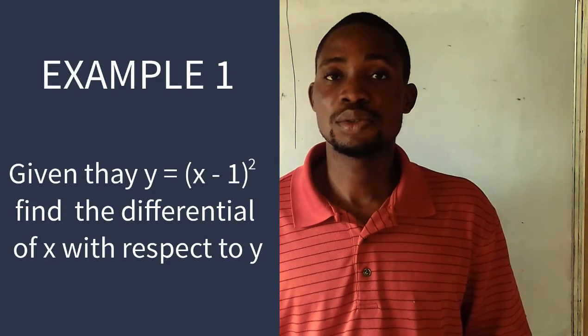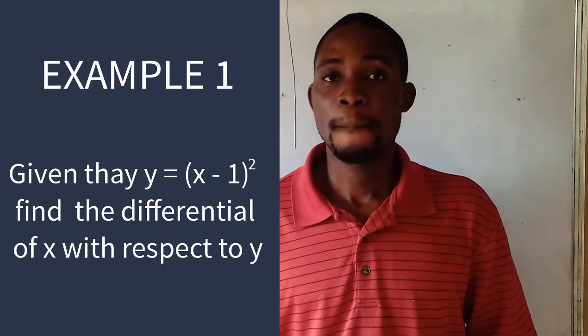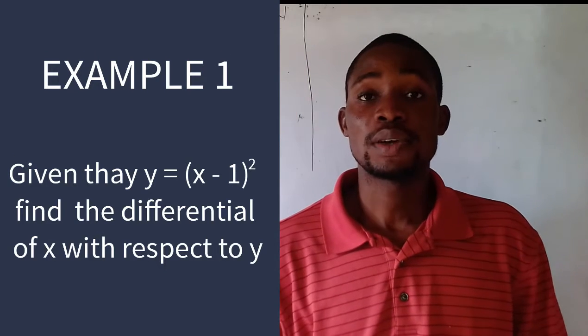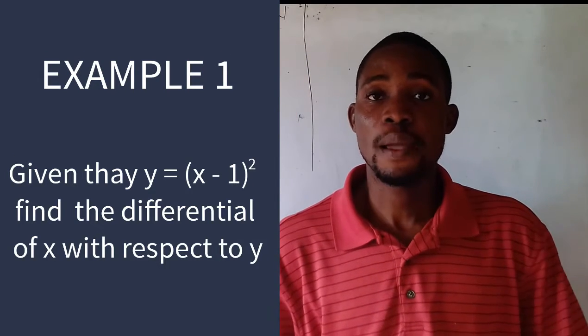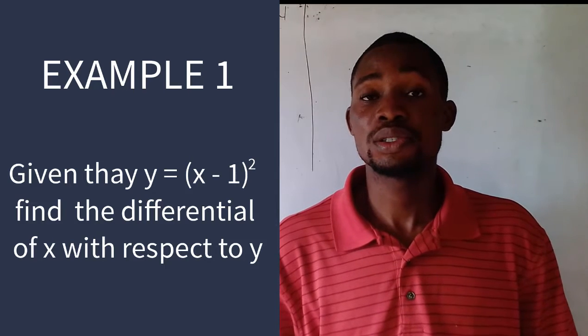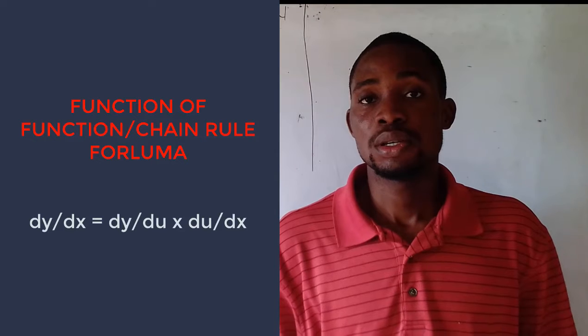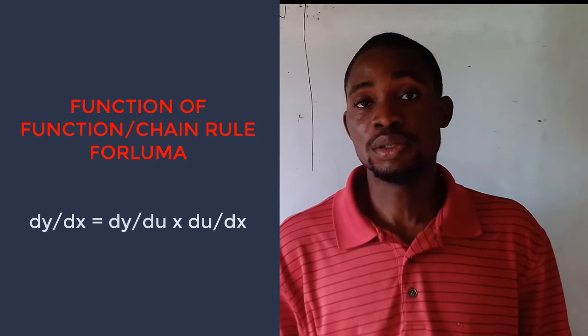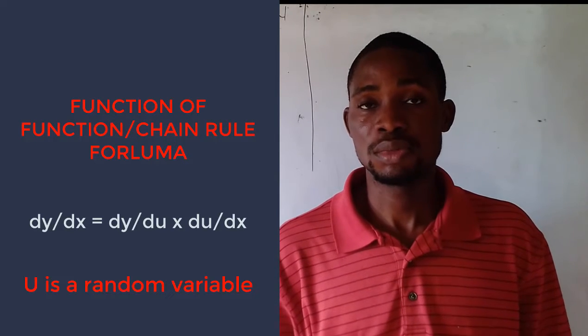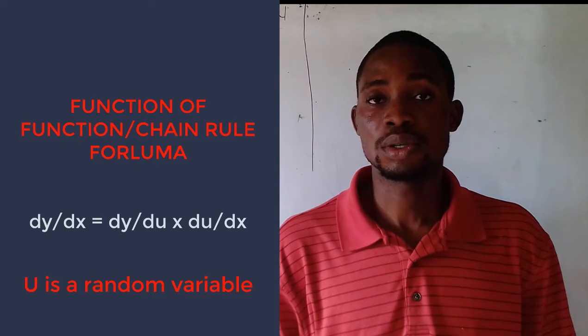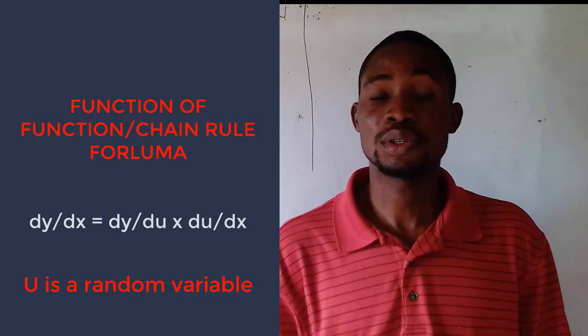Now, example 1. Given that y is equal to x minus 1 whole squared, find the differential of y with respect to x. In this case, function of function or chain rule has a particular formula, which is dy/dx equals dy/du times du/dx, where u is a random variable that is being used. That means you can use any letter of the alphabet.